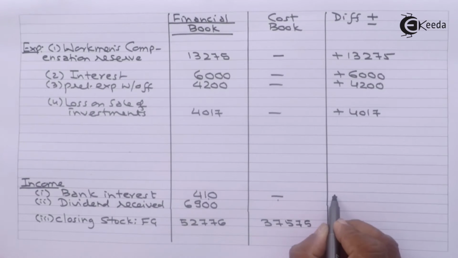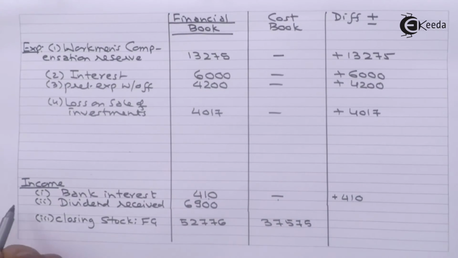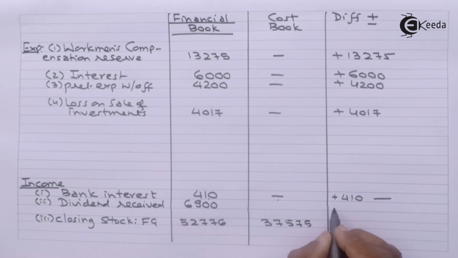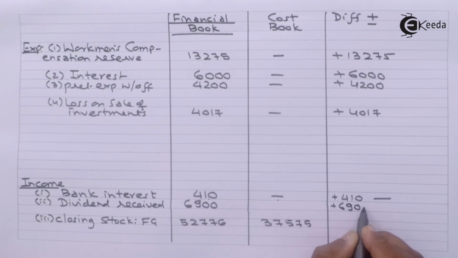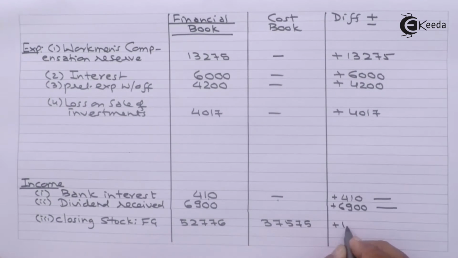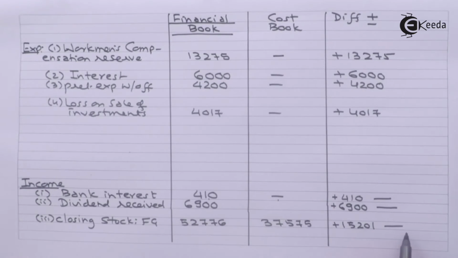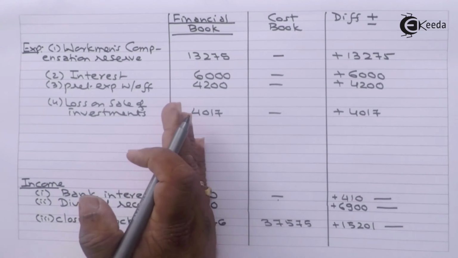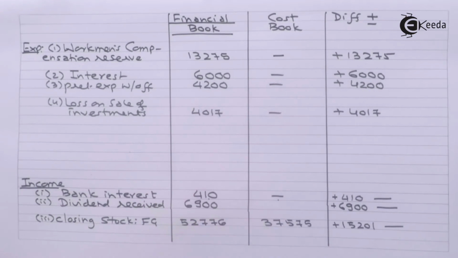It should be plus 410, but in case of incomes we are required to reverse the sign. We'll take minus. Dividend received 6,900 plus, we'll reverse the sign, minus. Closing stock of finished goods 15,201 plus, but we'll have to take minus. From first column, figures are deducted from the second column. These plus minus signs will help us to construct profit reconciliation statement.